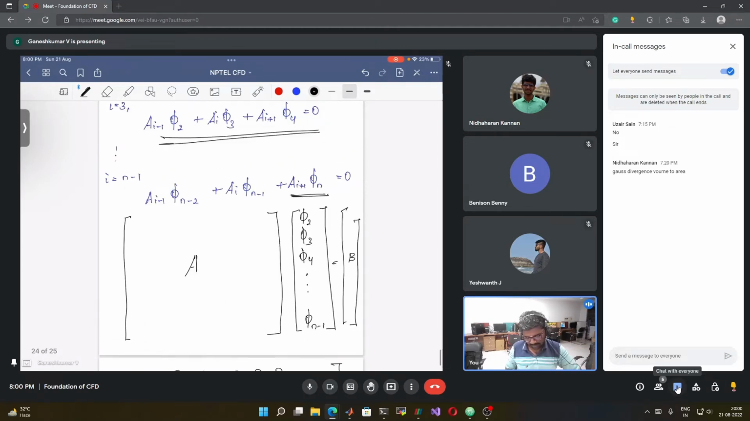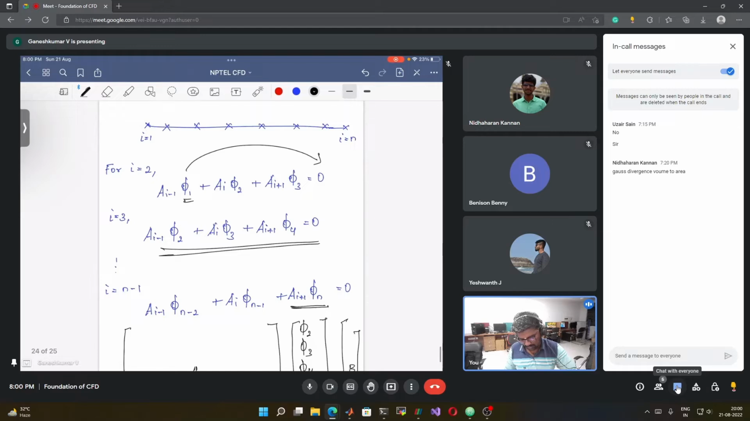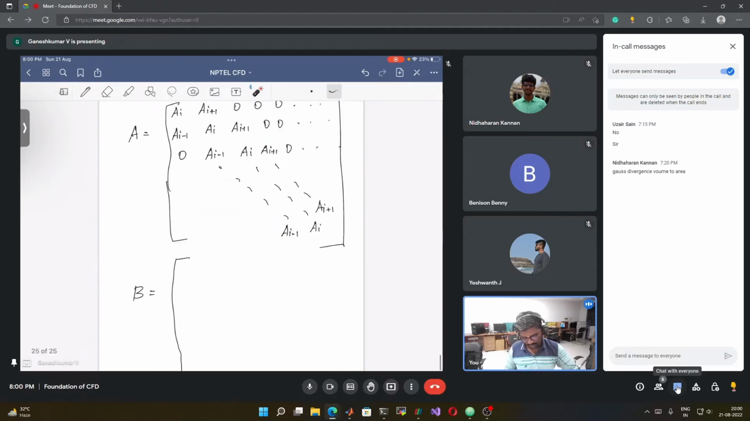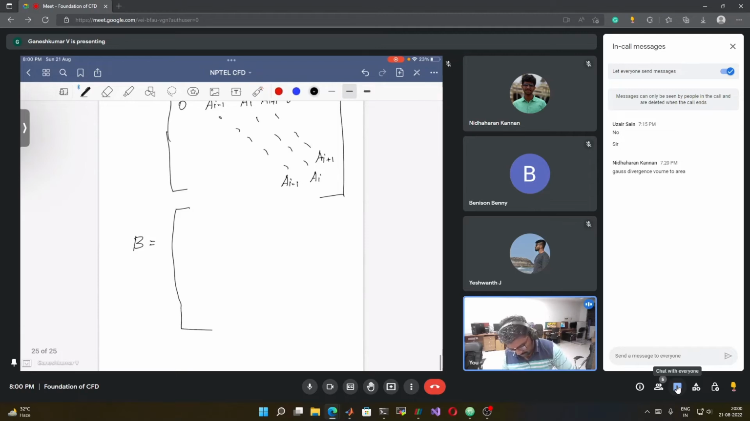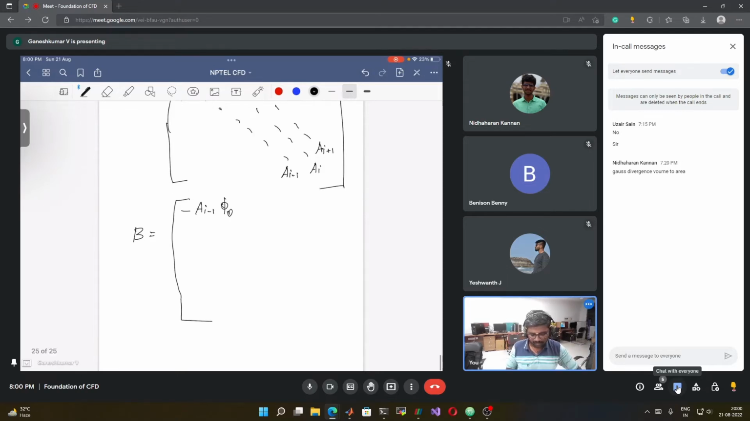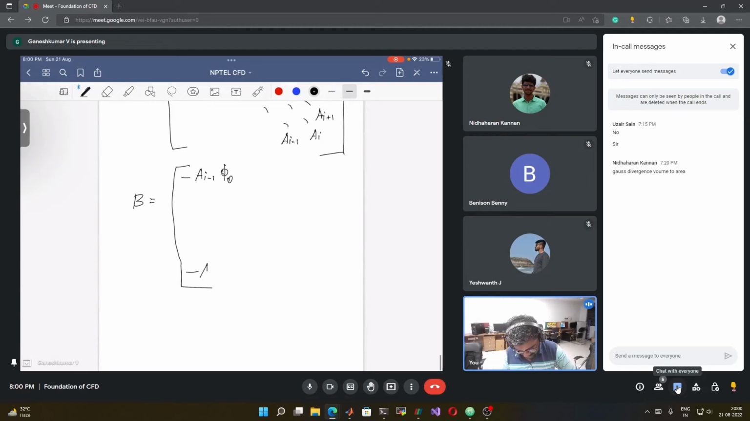So what happens at B? We took this term on the other side, and similarly this term on the other side. So we need to put that there. So we write minus ai minus 1 phi 1, which is actually a boundary node, which is phi naught, right? Similarly here also, ai plus 1 and phi of n, which is actually phi l, right?